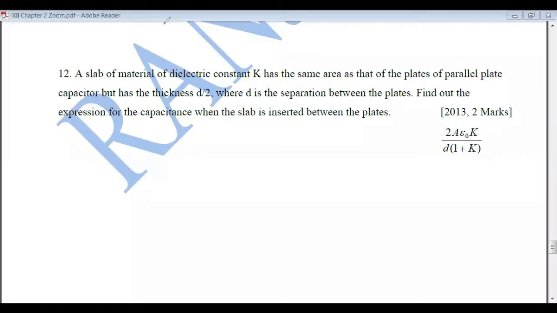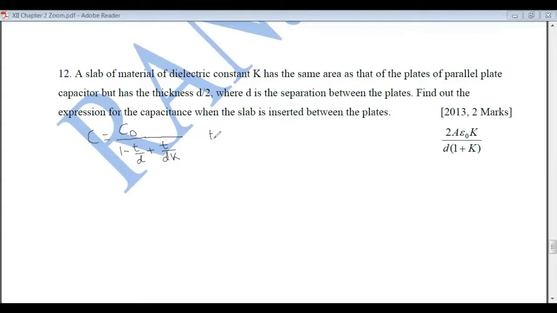Question number 12 is: a slab of material of dielectric constant K has the same area as that of the plates of a parallel plate capacitor, but the thickness is D by 2, where D is the separation between the plates. You have to find the expression for the capacitance when the slab is inserted between the plates. In the third part, we derived the expression of the capacitance when the dielectric slab is inserted between the plates, and the expression is C naught upon 1 minus T upon D plus T upon D into K, where K here is the dielectric constant.